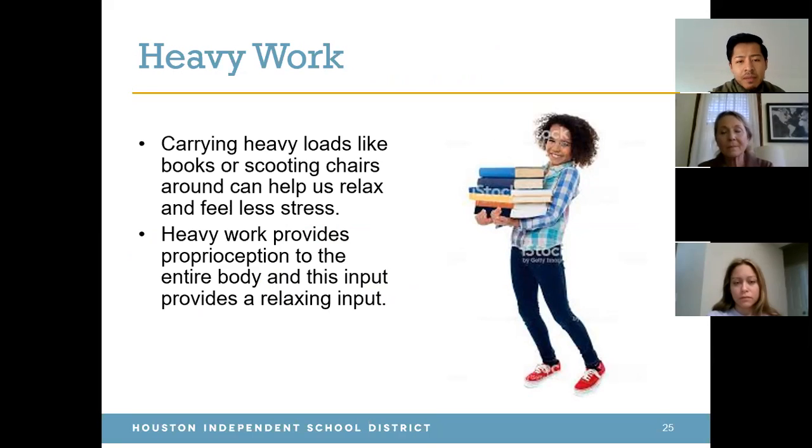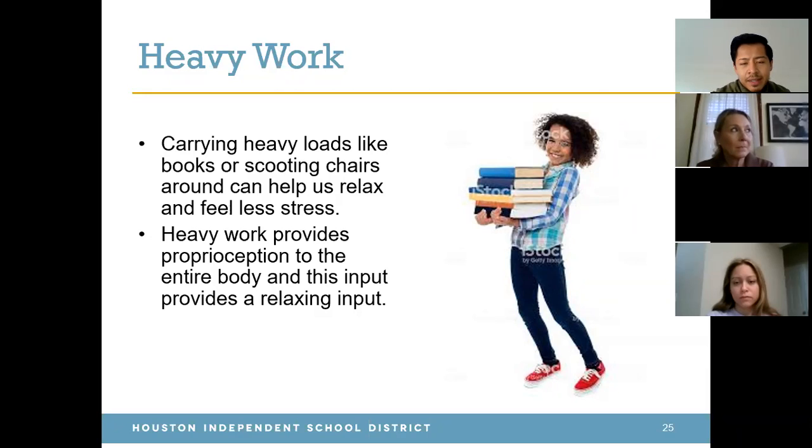But maybe at home, if a child is very, very inattentive, maybe you can ask him or her to take his or her chair from the kitchen to the living room so that they can sit at the desk there. And just even that little activity may help them to refocus on their body and to then have a relaxed input.